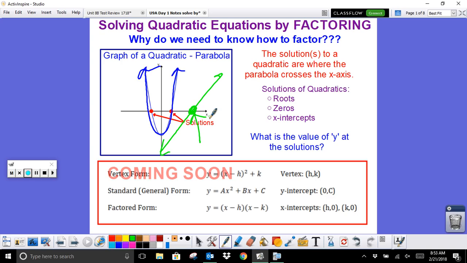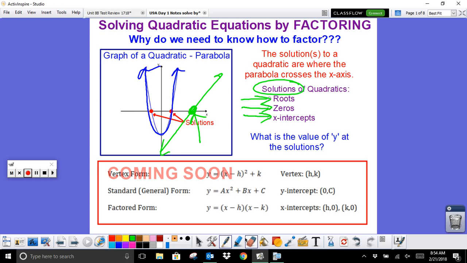So the first word, other than solution, is going to be roots. Wherever it crosses the x-axis, that can also be called a root. It can also be called a zero. You'll see why that is today. And then they're also known as x-intercepts. That's probably the one that makes the most sense.